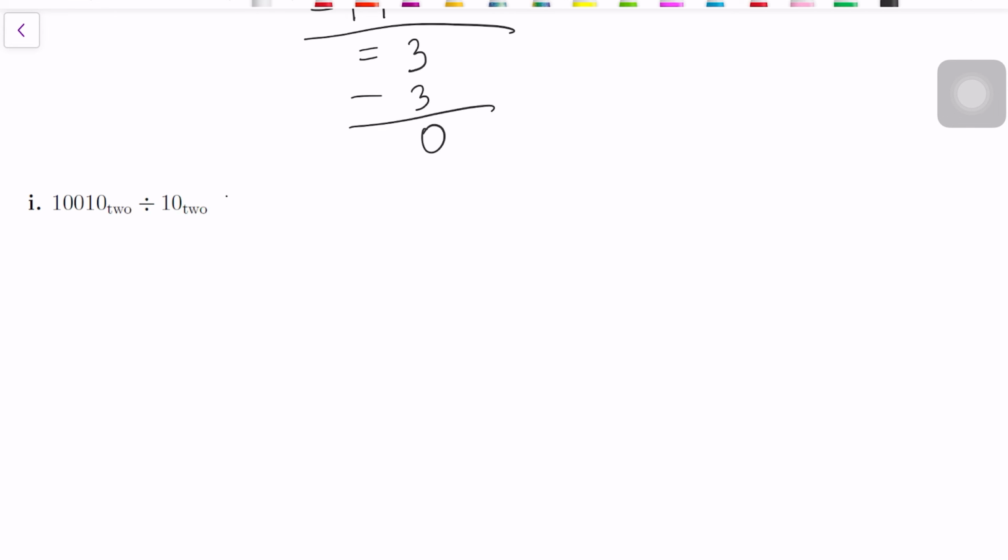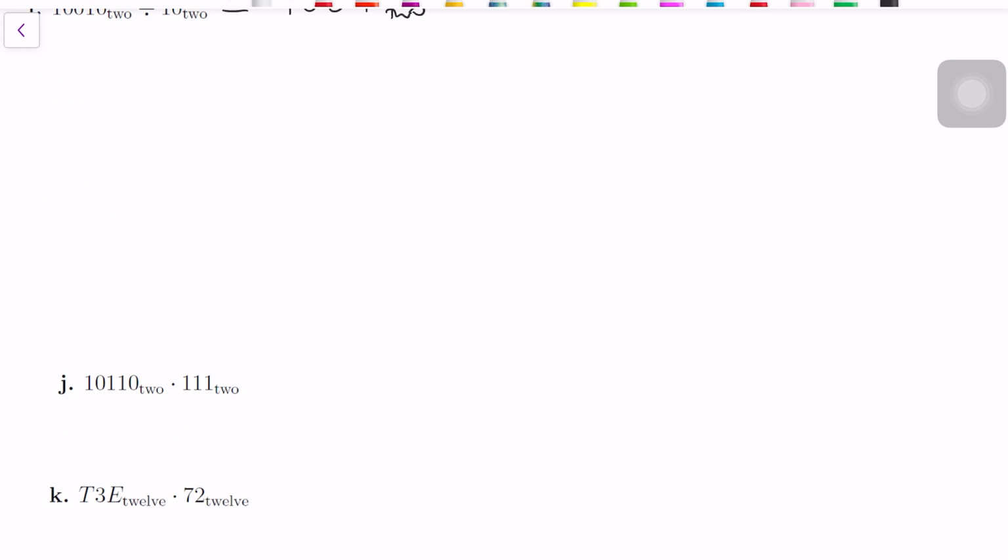Okay, division by 10. Since multiplication by 10 annexes a 0, division by 10 gets rid of the 0, right? So that's just basically this. So there's nothing to think about there. Let's use this one.